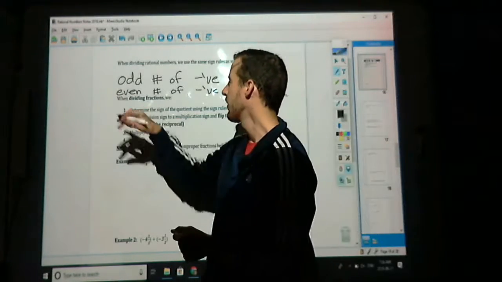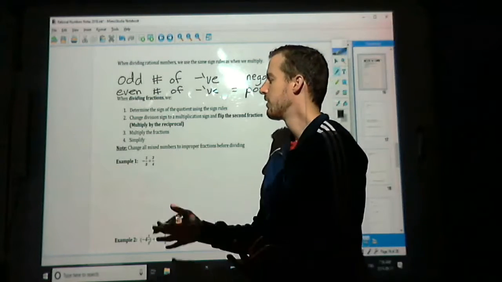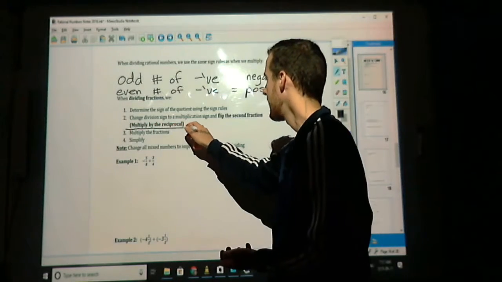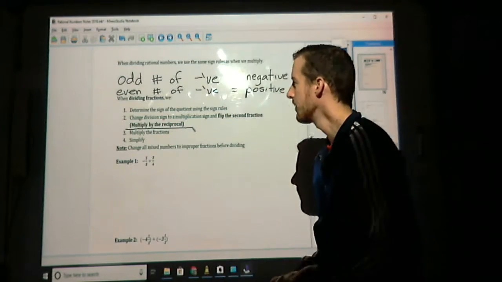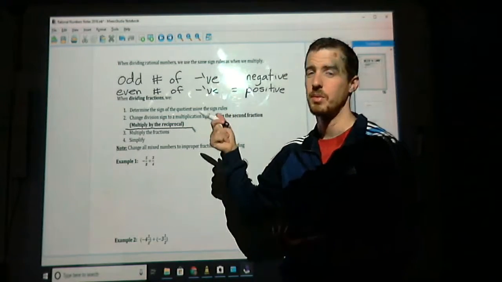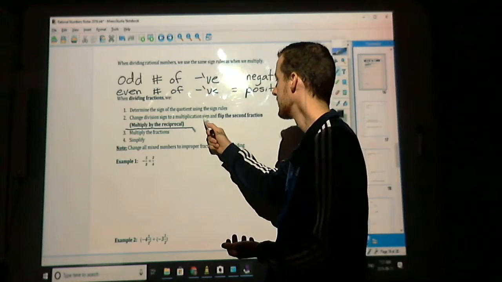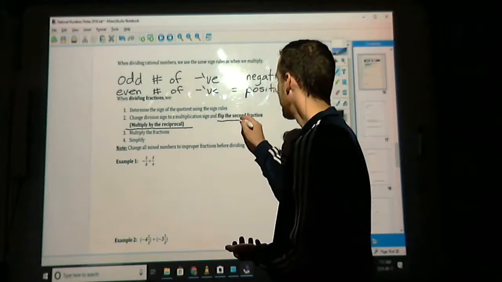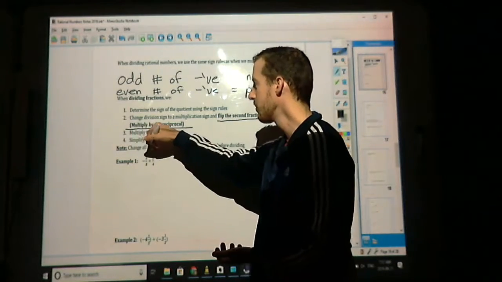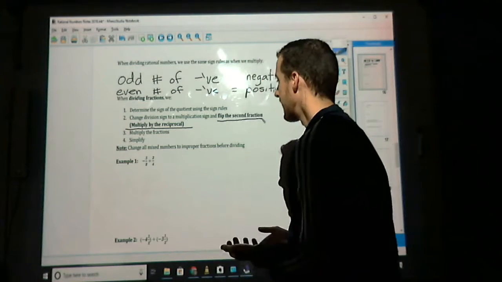All right. Today, though, we're going to look at dividing fractions. So there's 4 main steps. They're very similar to multiplying, but we just have this little added bit here. So step 1, we determine the sign of the quotient using the sign rules, right? So is there an odd number of negatives or an even number of negatives? We change division sign to a multiplication and flip the second fraction. So flipping or like multiplying by the reciprocal is a fancy way of saying flip the fraction, okay?